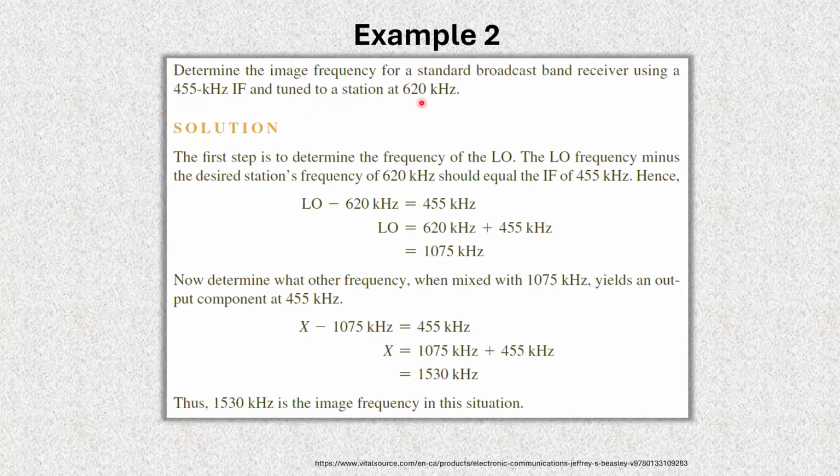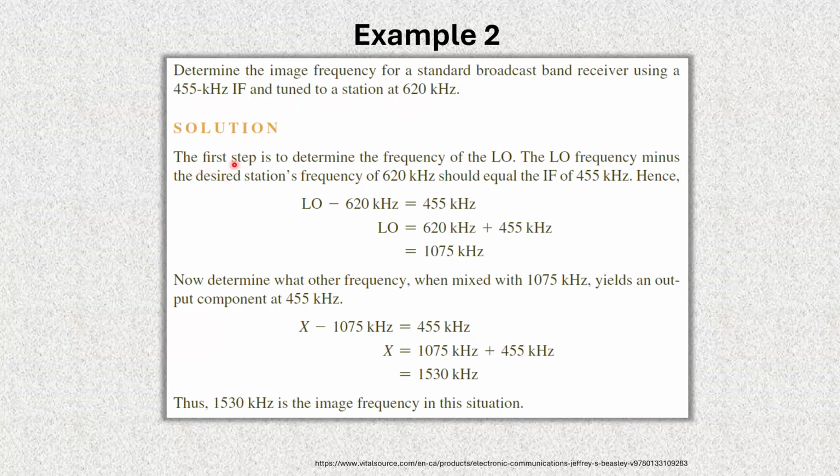If we're tuned to the 620 kilohertz station, what frequency should we not have? Or what other frequency could create a problem by also resulting in 455 kilohertz? Those two carriers would be in conflict with each other.